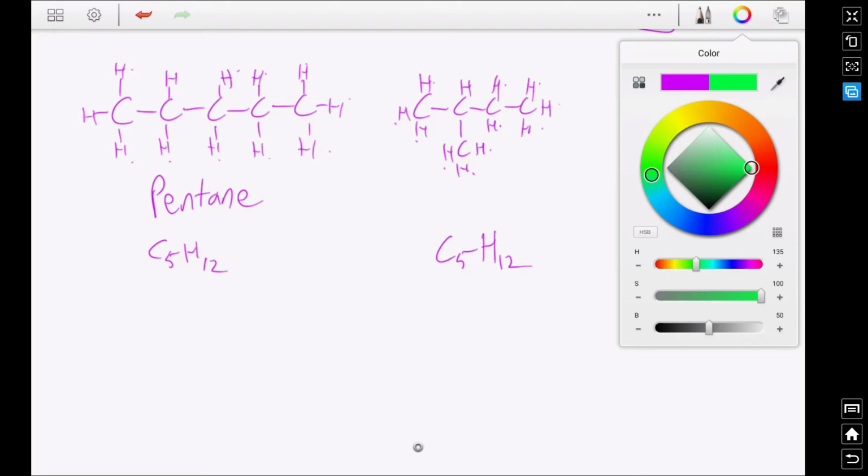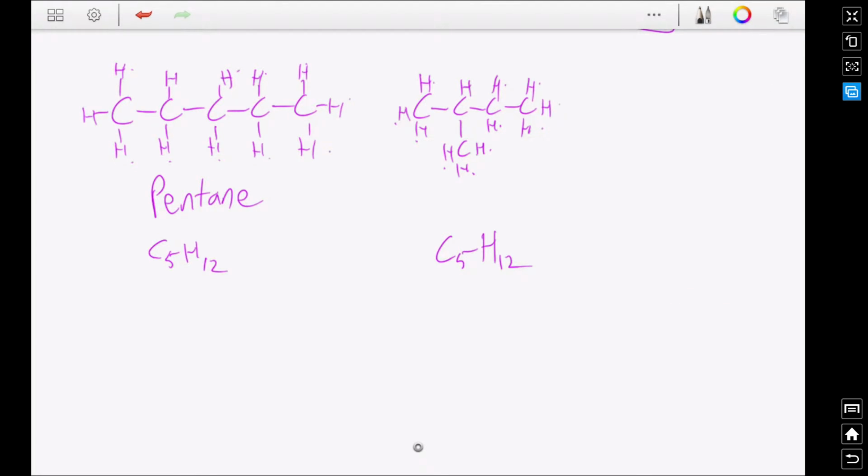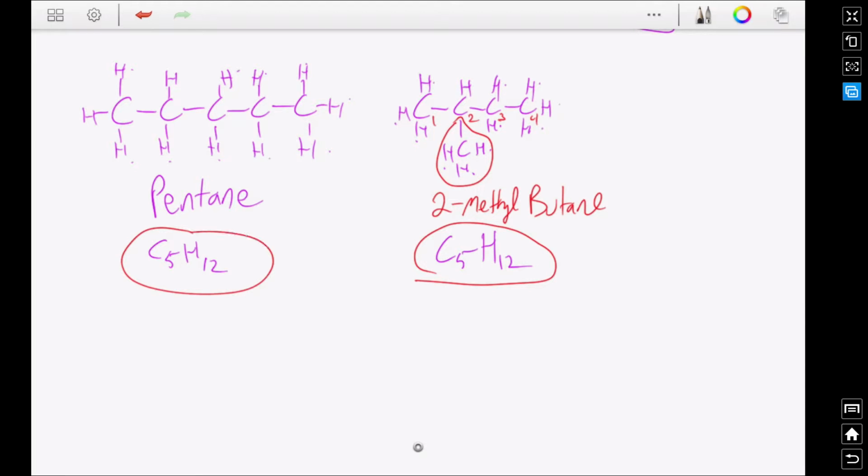This compound is something entirely different. Let's figure it out. Its longest chain is 4, so this is no longer a pentane. This is a butane. And it has a methyl group at the 2 carbon, so this is 2-methylbutane. Same chemical formula as pentane, but structure is entirely different.